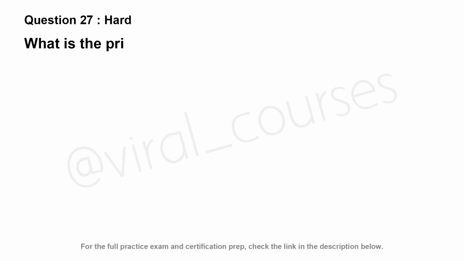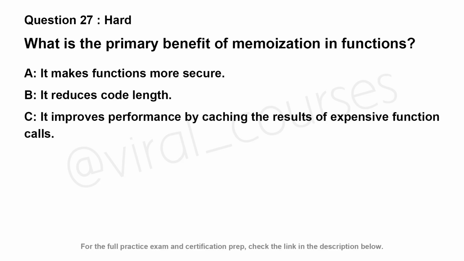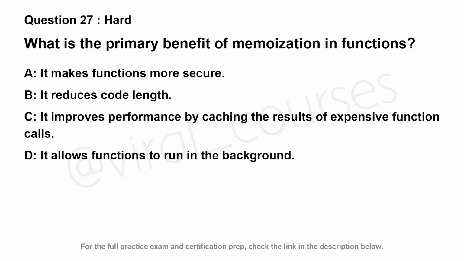What is the primary benefit of memoization in functions? Option A, it makes functions more secure. Option B, it reduces code length. Option C, it improves performance by caching the results of expensive function calls. Option D, it allows functions to run in the background.